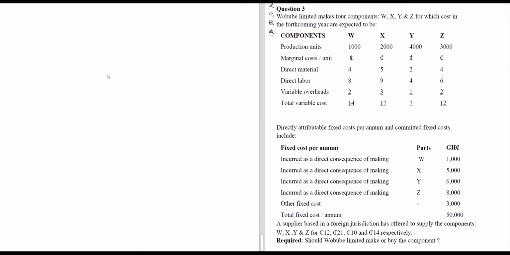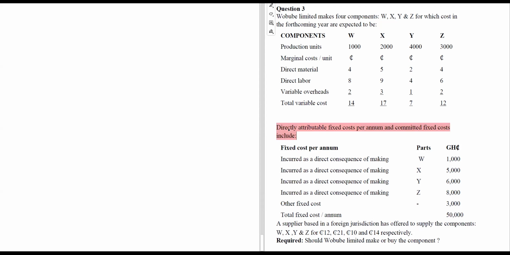Wobube Limited makes 4 components, W, X, Y, and Z, for which cost in the forthcoming year are expected to be. Okay, so they've given us the various costs and the production units. And they've given us the various variable costs or marginal cost. So we have direct material, direct labor, variable overheads, total variable cost, right? And they said directly attributable fixed cost per annum and committed fixed cost include, right?